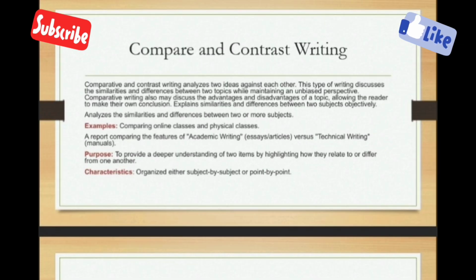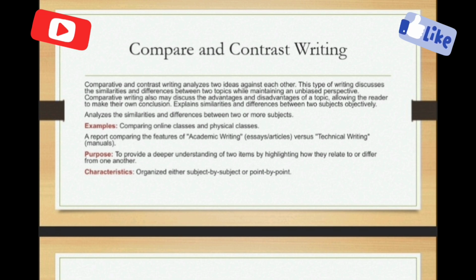The other type of expository writing is compare and contrast writing. Compare and contrast writing analyzes two ideas against each other. This type of writing discusses the similarities and differences between two topics while maintaining an unbiased perspective. Comparative writing also may discuss the advantages and disadvantages of a topic, allowing the reader to make their own conclusion. Explain similarities and differences between two subjects objectively. Analyze the similarities and differences between two or more subjects.